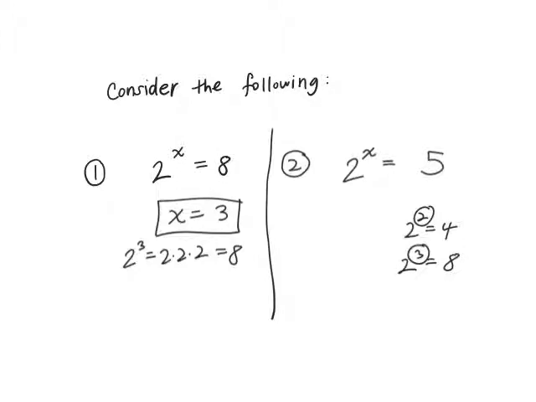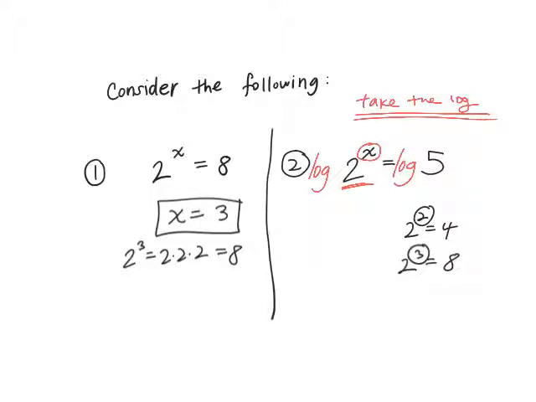So how can I get this x by itself? Right now it's in the exponent, but I want it down here. How can I undo that? You can undo that by taking the log of each side. So you take the log of both sides. That's actually an operation that you can do.